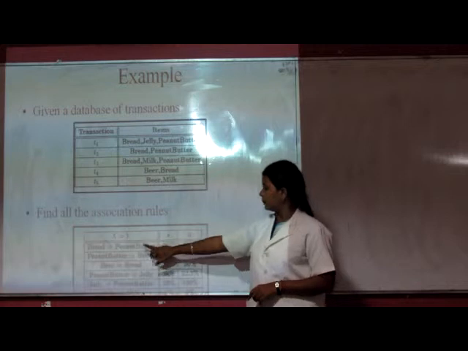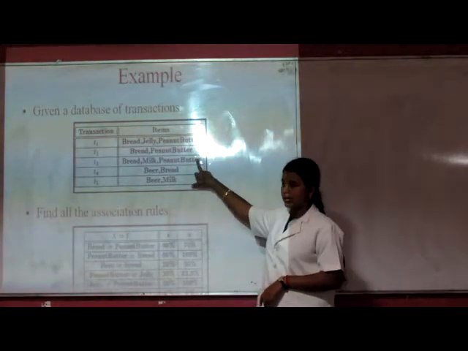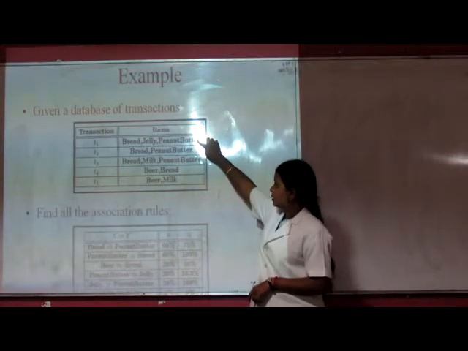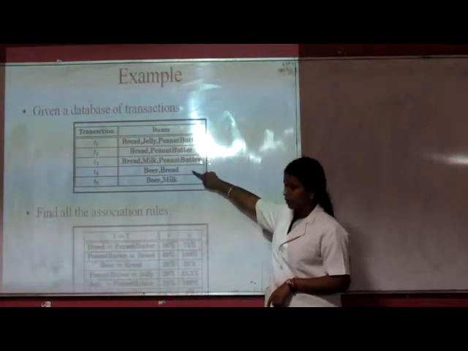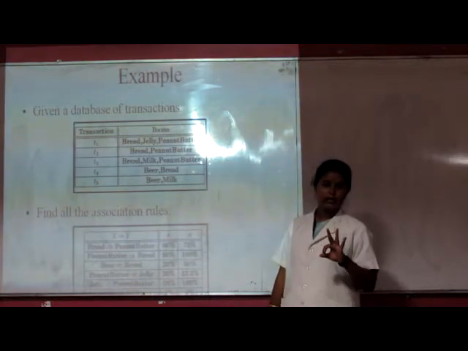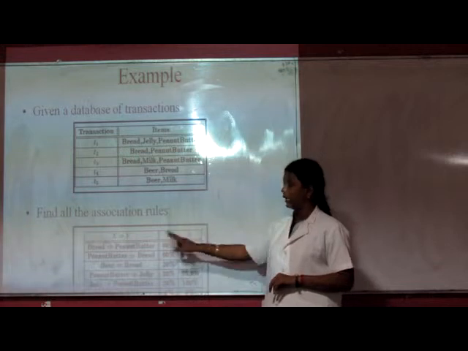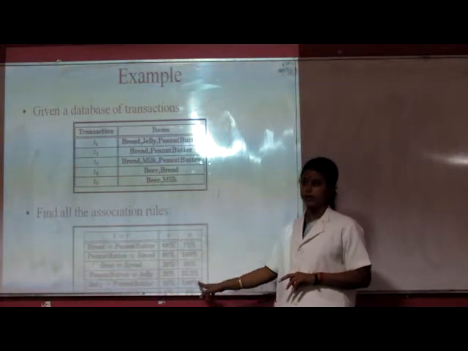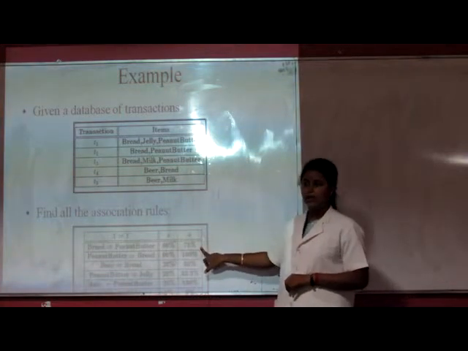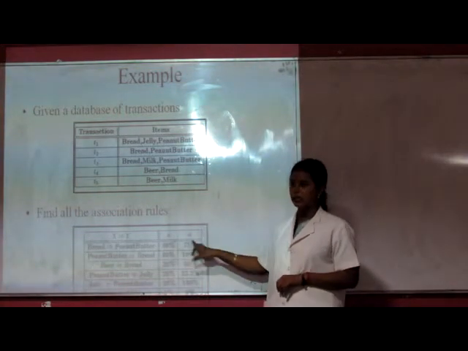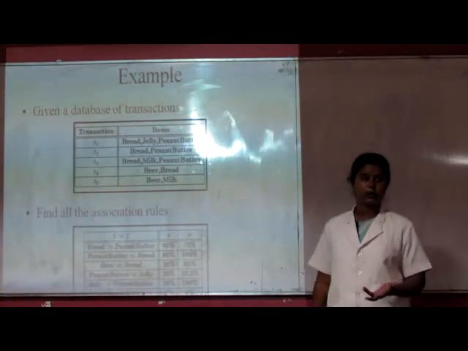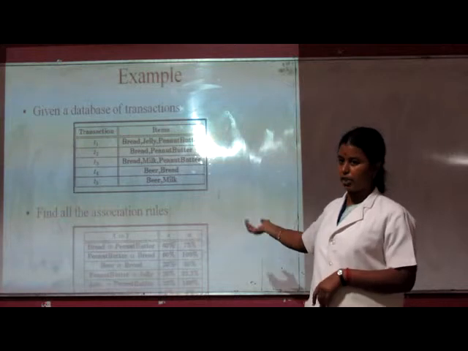If you go for bread and peanut butter, I already told you 3 transactions contain both. With X, only bread we have to take. So 1, 2, 3, 4: 4 transactions have bread, and among them 3 transactions have both bread and peanut butter. So 3 divided by 4, and I get 75%. Like this we have to calculate support and confidence level, and based on that we make the rules, the association prediction.